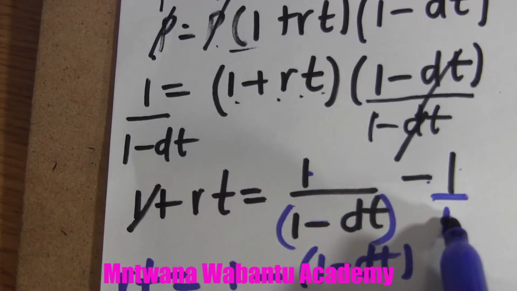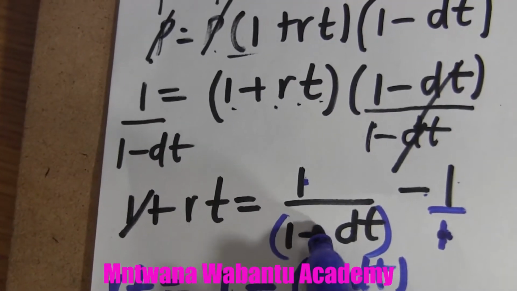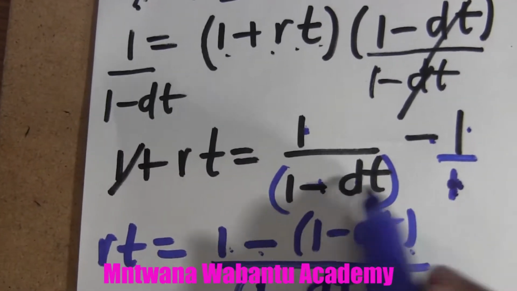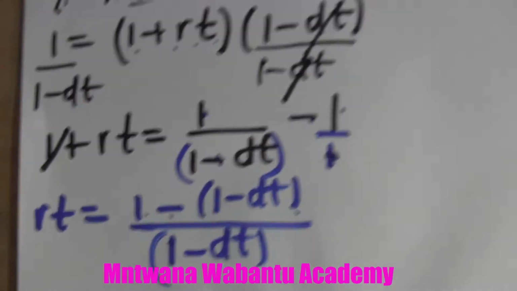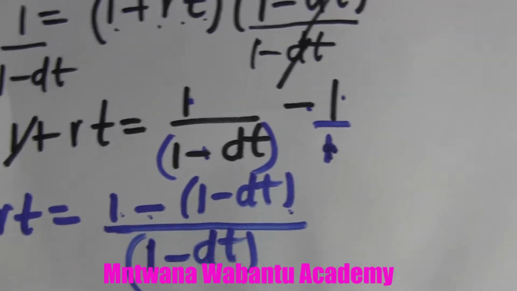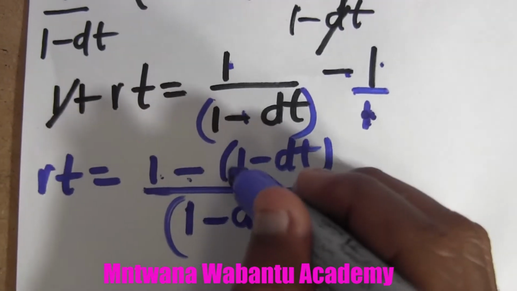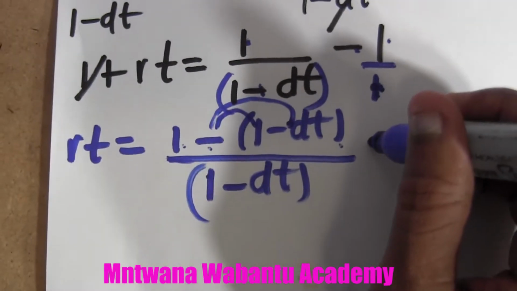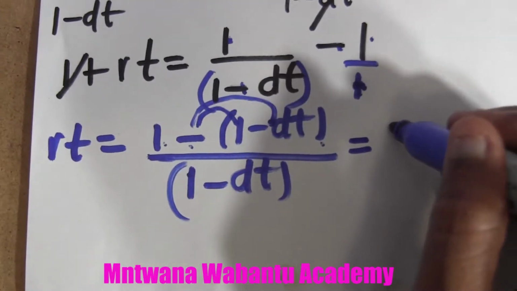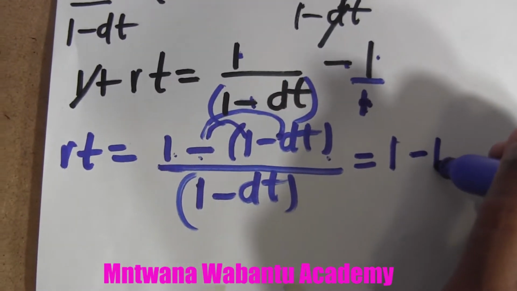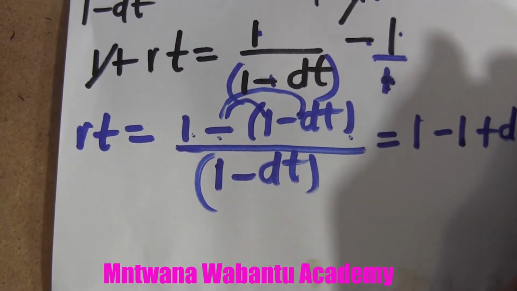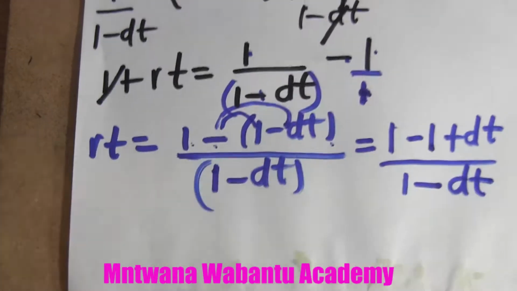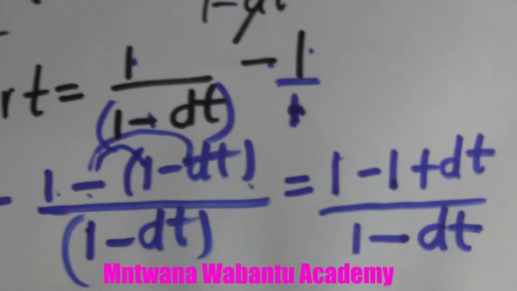If you multiply this and this, take 1 times 1, 1, and then take this, multiply by that, you get the same thing, measure your bracket, but we have minus, and then multiply these two, we write 1 minus dt. So then the next step here, look, if you open the bracket, this is going to be minus, but this is going to become plus. So this is 1 minus 1 plus dt over 1 minus dt. You see what I'm saying?